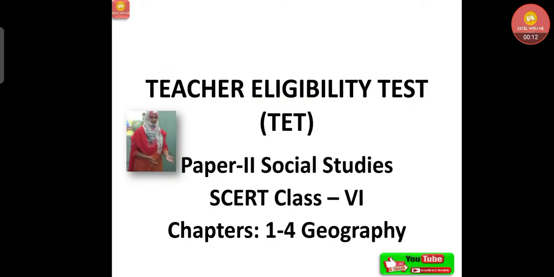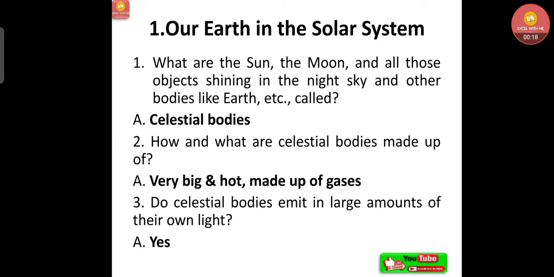Let's begin today's class: Teacher Eligibility Test, that is TET Paper 2 Social Studies practice questions of Geography. Our Earth in the Solar System. What are the Sun, the Moon and all those objects shining in the night sky and other bodies like Earth etc. called? They are all called celestial bodies.